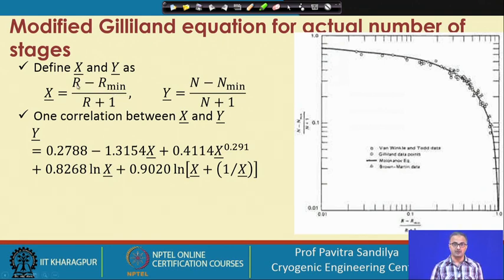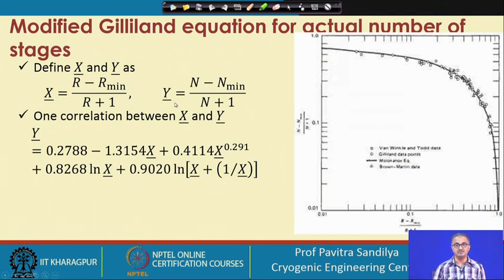So once I know the R value and the R min value, I can locate it on the x-axis, then go to this particular curve and read out the value of y, which is N minus N min by N plus 1. Plugging in the value of y, since we know the value of N min, we can find the actual number of stages. That means this gives me the real number of stages required for a given separation.